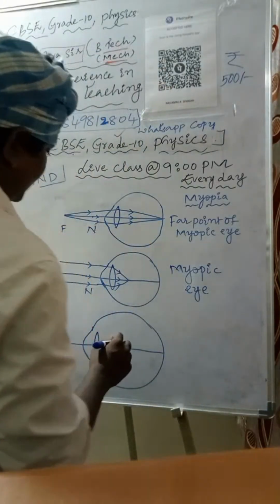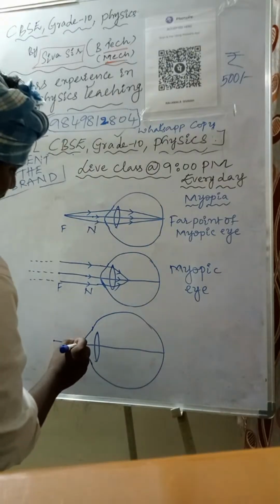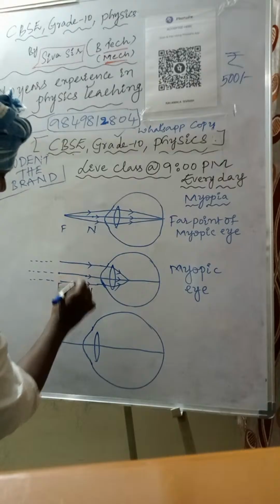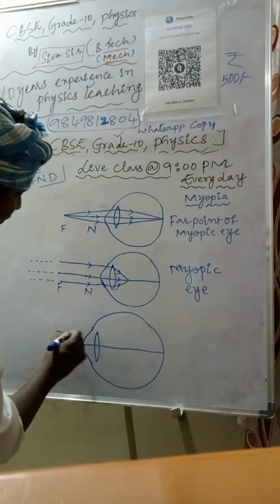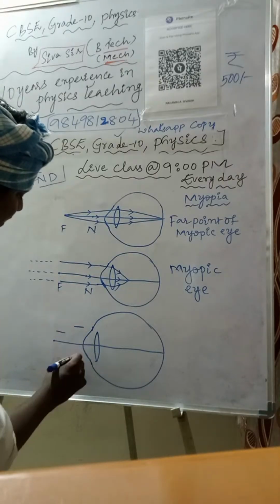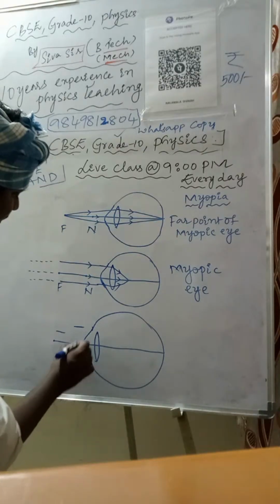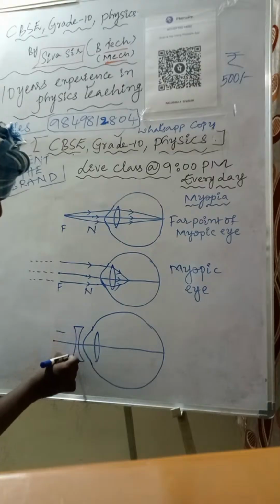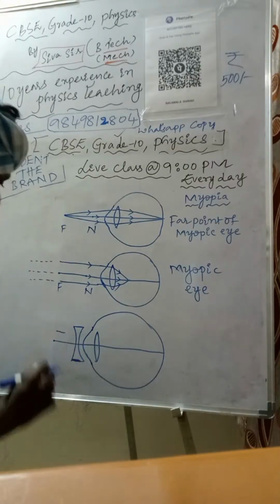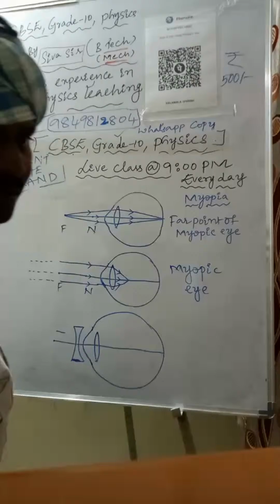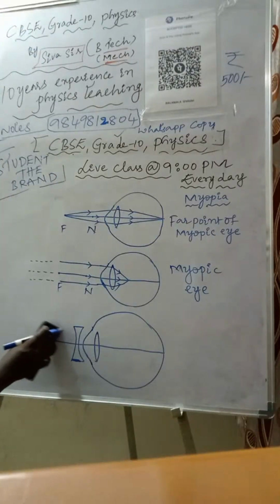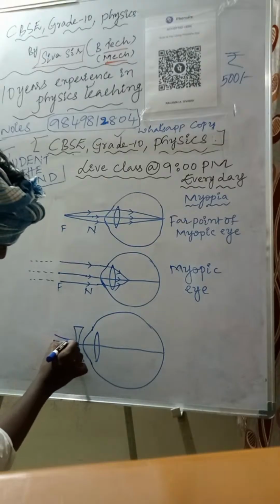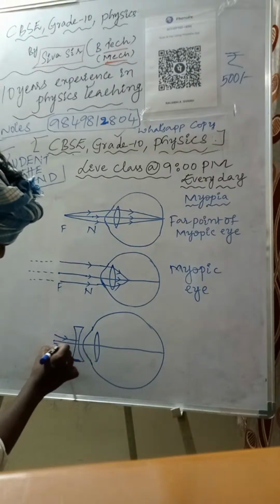Here you can see, I'm taking light rays from the far point. Which lens are we using? Concave lens. One light ray I'm taking here, like this, and another light ray.